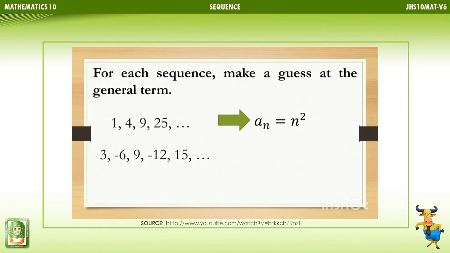Next, I have 3, negative 6, 9, negative 12, and 15. What is the general term? So, it is alternating again. So, we will be using negative 1 raised to n times 3n.